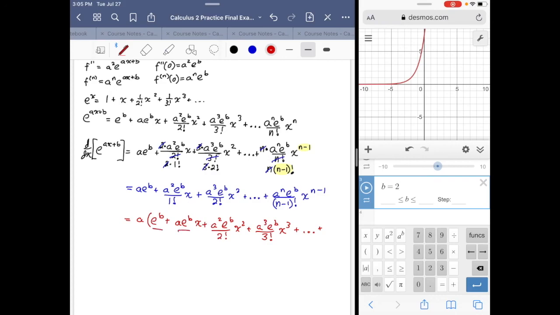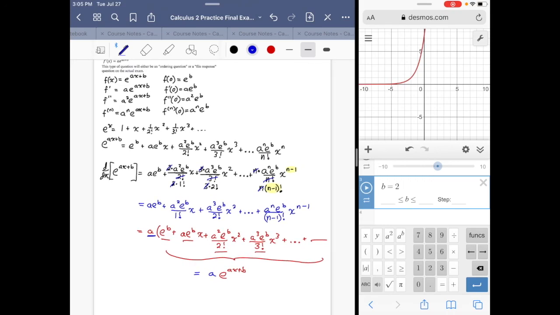But you can see that the trend that we have here is exactly the same as what we came up with for e to the ax plus b. The only difference is we have a factor of a associated with it, and once we make that recognition, we have our proof.